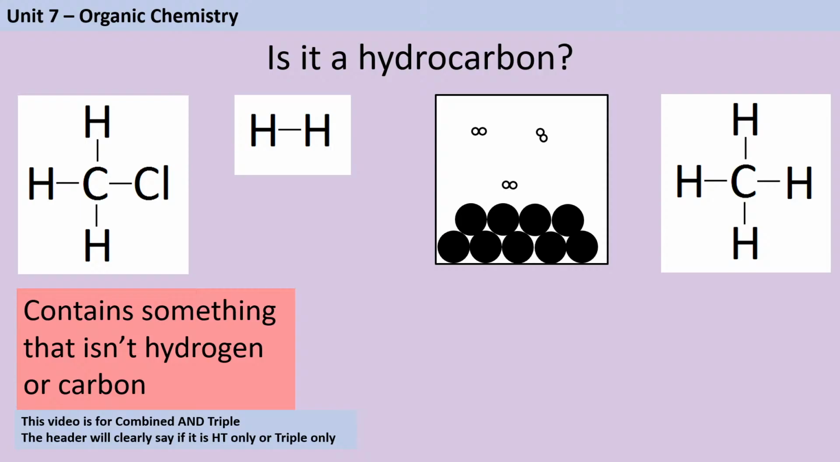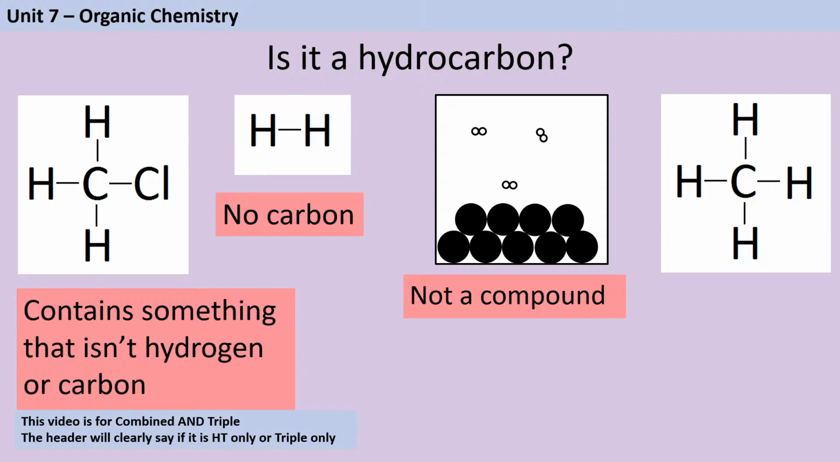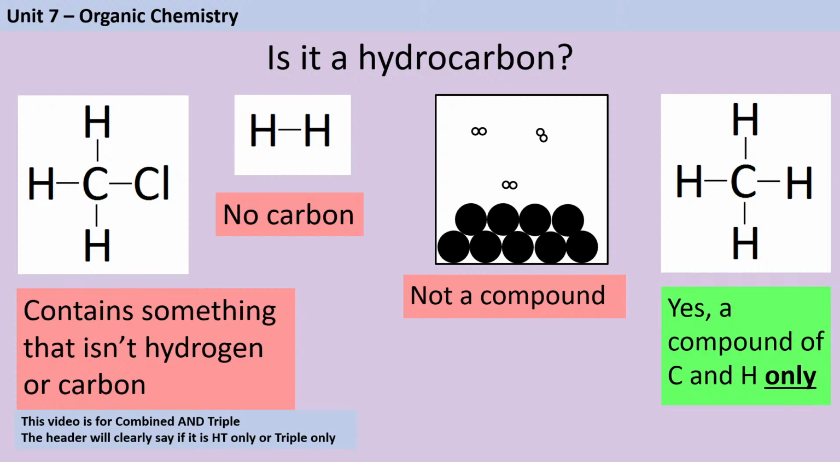Second one, also not a hydrocarbon because it doesn't have any carbon in it. It's not a compound. Third one, still not a hydrocarbon because it's not a compound. We've got carbon, we've got hydrogen, but they're not bonded together. And then lastly, yes, we do have a hydrocarbon because this is a compound that only contains carbon and hydrogen, and of course it's methane.